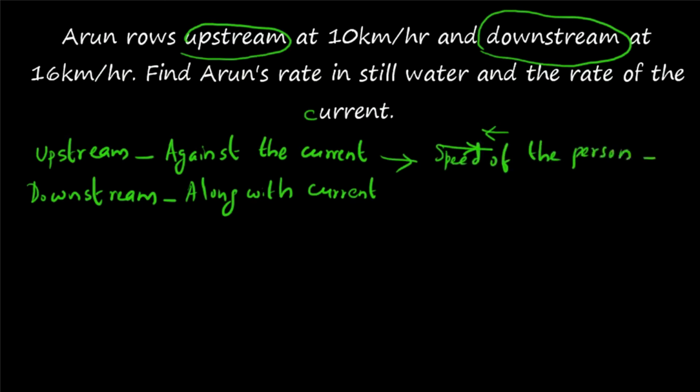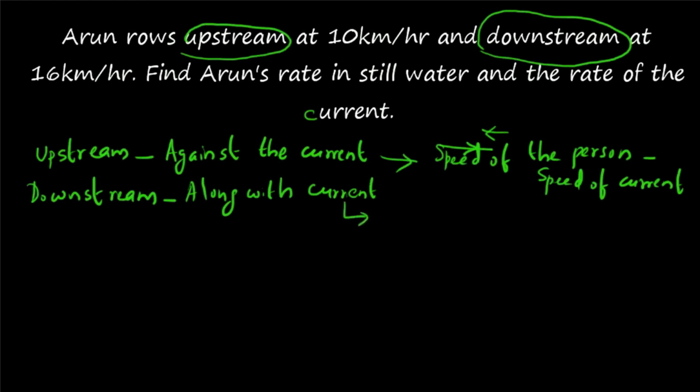Both are in opposite directions, so you have to subtract. The speeds get subtracted, and that will be the effective speed: speed of the person minus speed of the current. If a boat is rowing upstream, it is speed of the boat minus speed of the current or stream. Everywhere it will be the same.